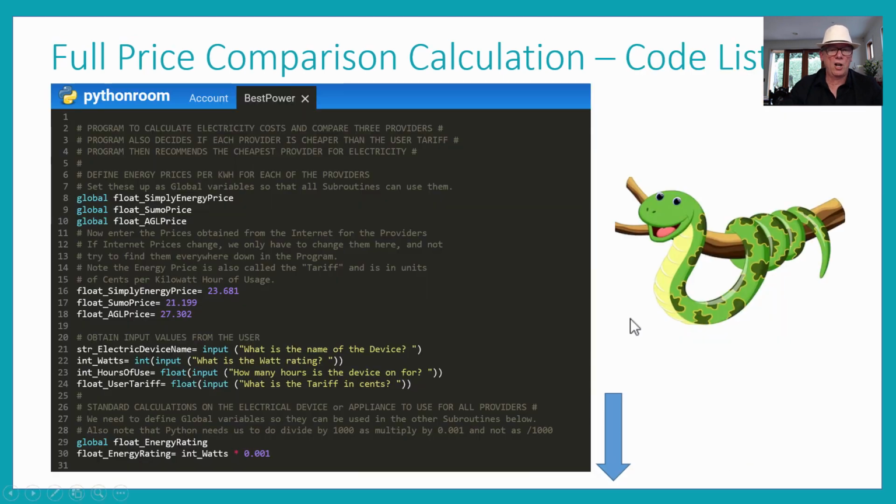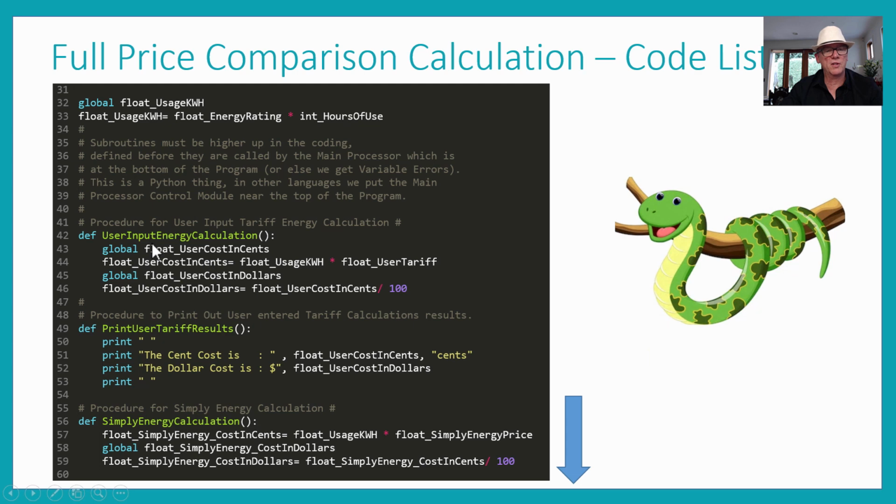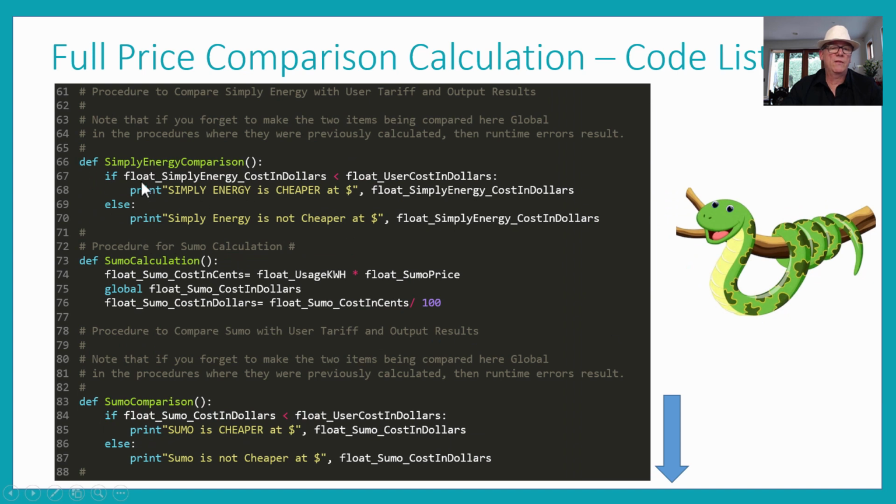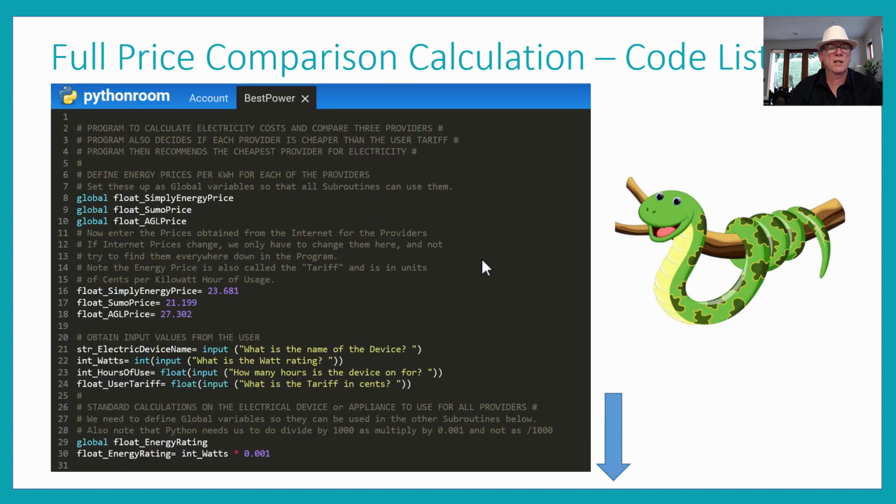Okay, so here is the full-on code listing. Now, don't be frightened by this. It looks really complicated. But look, that was just our original calculation. And this was when we added on Simply Energy. And all we've done is add on a Sumo one here, which was pretty much just copying and pasting the Simply Energy stuff that we had, but changing the tariff to the Sumo price, which we have put at the start of the program. We just might mention that.